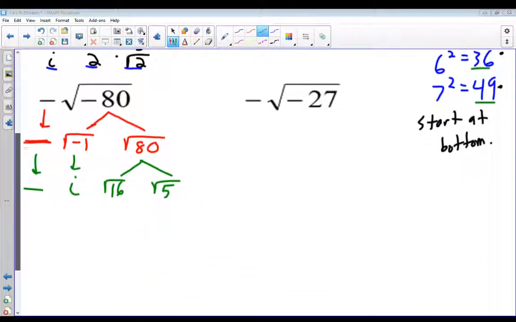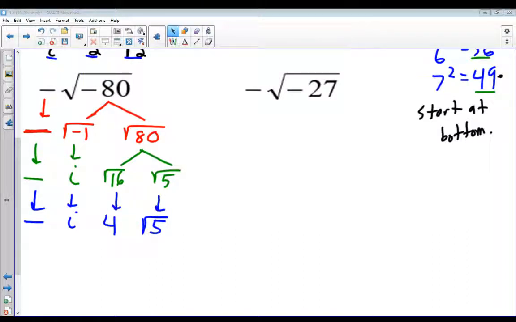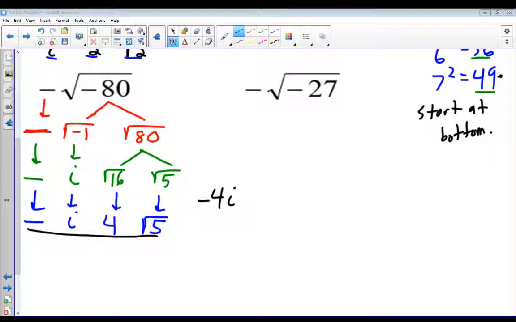So let's go ahead and use square root of 16 to simplify this problem. So continuing forward, drop the negative, drop the I, square root of 16 becomes 4, and then the root 5 is left over. So there you go. There's the parts of your answer, which if you bring together becomes negative 4I root 5. And there you go.